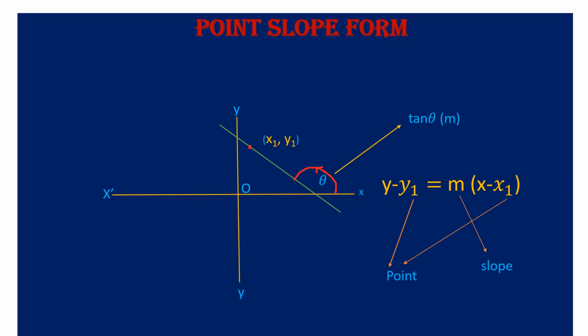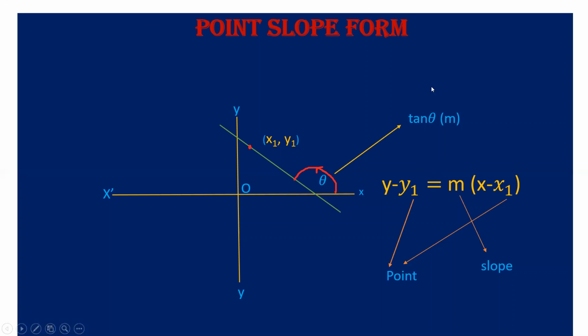Now, sometimes what happens is that if I change the value of the m, you know what is the value of the m here. So this m is equal to y2 minus y1 upon x2 minus x1. If I replace this m by y2 minus y1 and x2 minus x1, then that will become the two-point form of the equation, that we will discuss later.